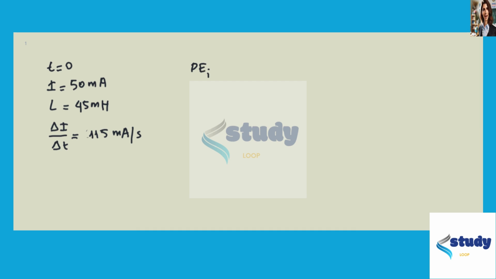As you know, the initial potential energy is going to be equal to 1/2 L, the inductance, times the square of the initial current. Then let's put initial here. And it's a very straightforward calculation. L, let's convert that to henries, 0.045 henries. For the milliamps, we have 0.05 amps, and let's convert this rate to amps per second: 115 times 10 to the power of -3 amps per second.